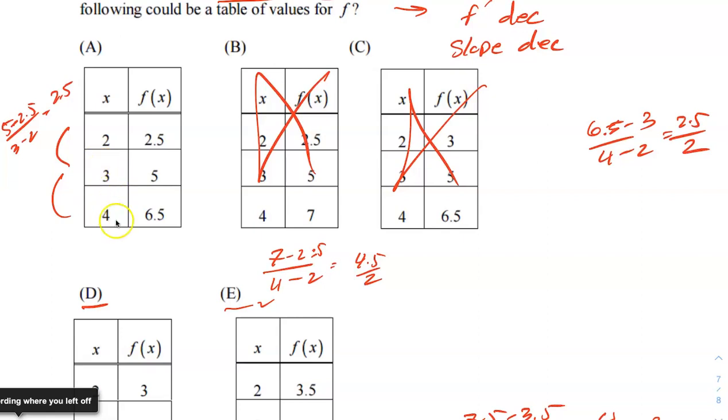Now, if this one should be good, this should be a decreasing slope, should be less. So 6.5 minus 5 over 4 minus 3. So I get 1.5. So that checks the box so far. So far, A looks good.